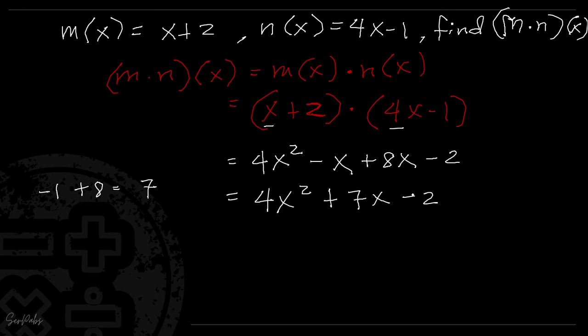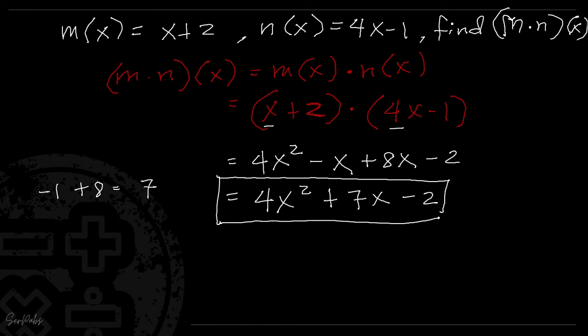And then negative 2 copy. So, we have negative 2. So, final answer is 4x squared plus 7x minus 2. Multiplication of functions.